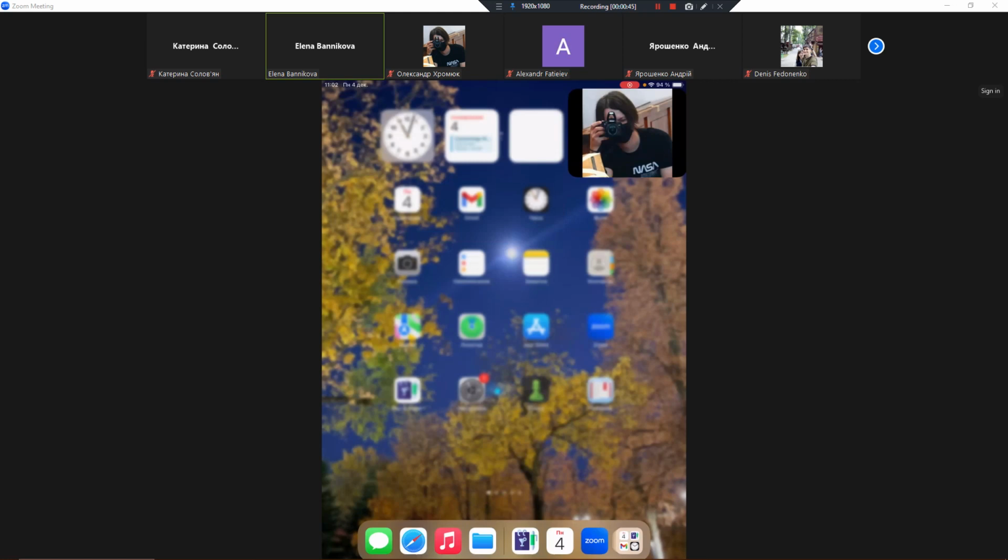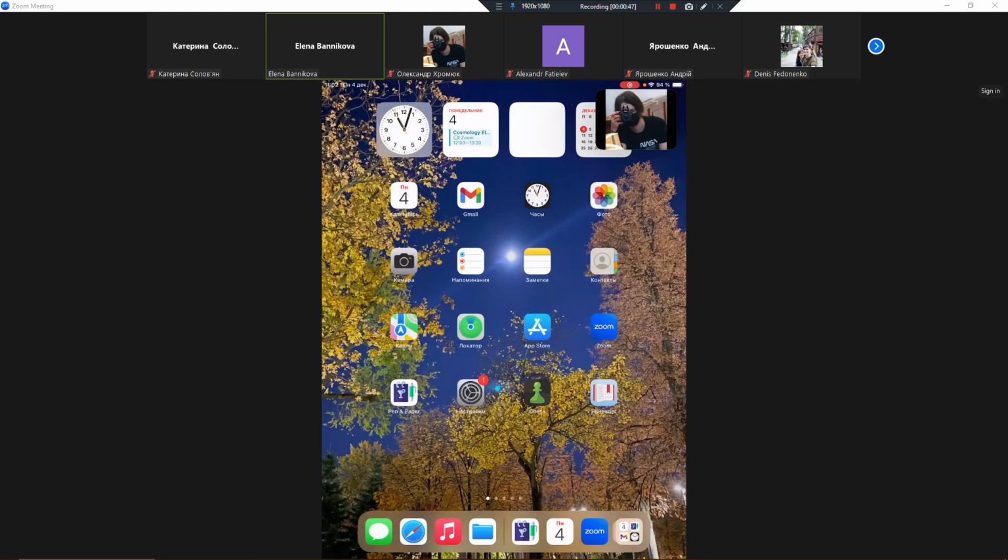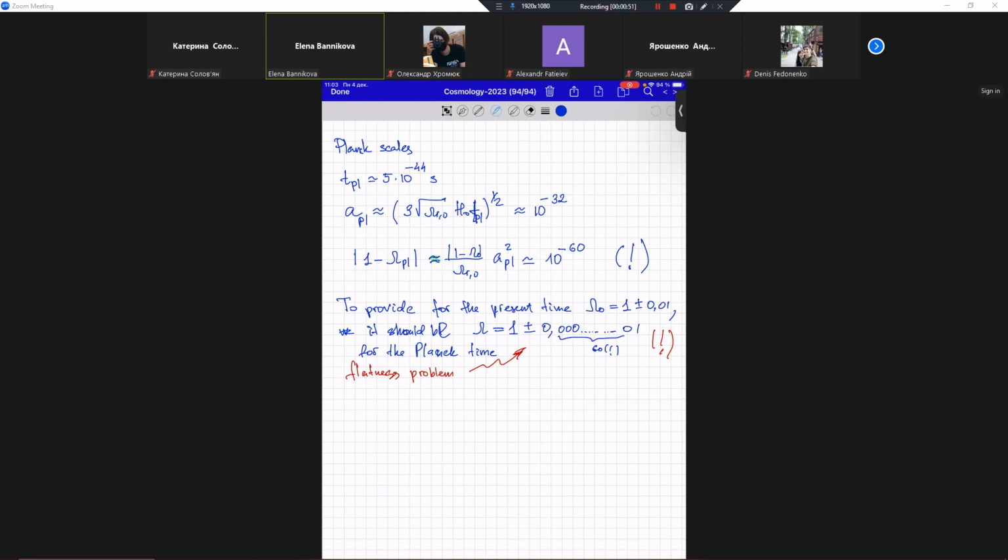Okay, let's continue. So we discussed the problem of Friedman cosmology, or Friedman-Lemaitre cosmology. And one of the problems is the flatness problem. Why is the space in the universe flat, with exactly omega 0 equal 1? This is one of the important problems of Friedman cosmology that we need to solve.